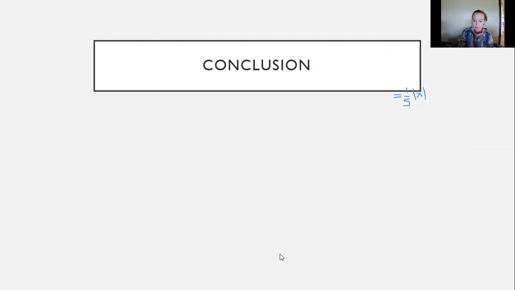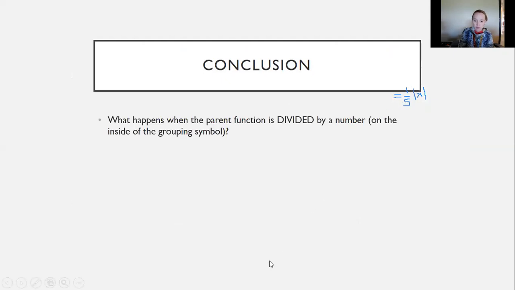Conclusion, guys. I don't want this. Let me get rid of my 1/5 x here. Clear all drawings. Okay, conclusions. I want you to write your own conclusion. And if you're having a hard time writing a conclusion, just answer this question. What happens when the parent function is divided by a number or multiplied by a fraction?